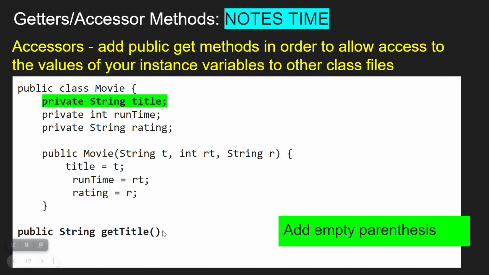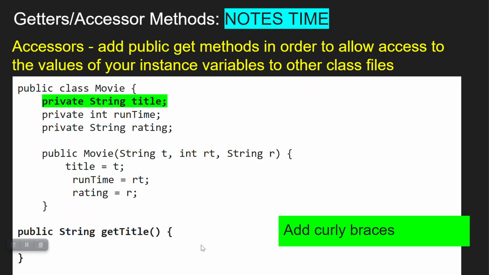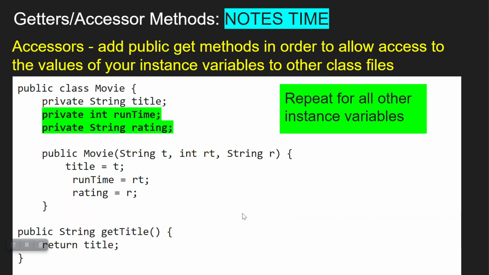Next, you're going to add empty parentheses to your get methods, and then you're going to add your curly braces, and then finally, you just add the word return, and then you copy the name of your instance variable. So you return the instance variable. And it's that easy. Once you've done that, you've completed your get method, and then you just repeat it for all of your other instance variables.